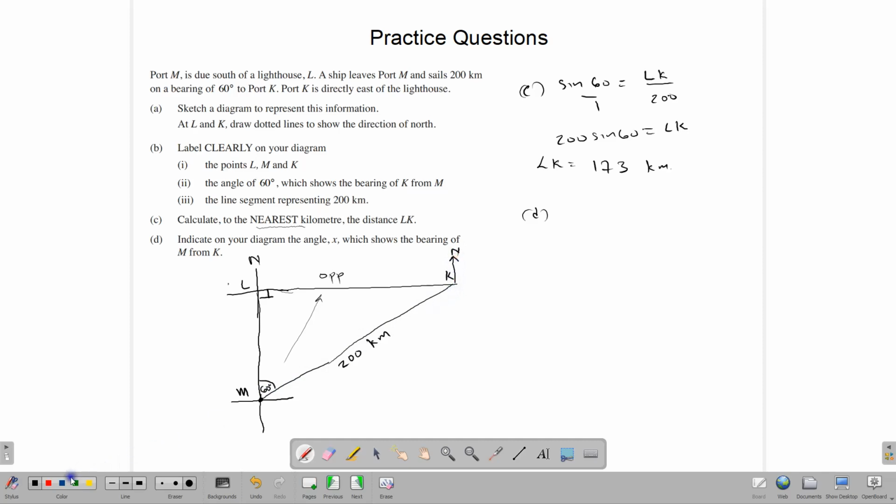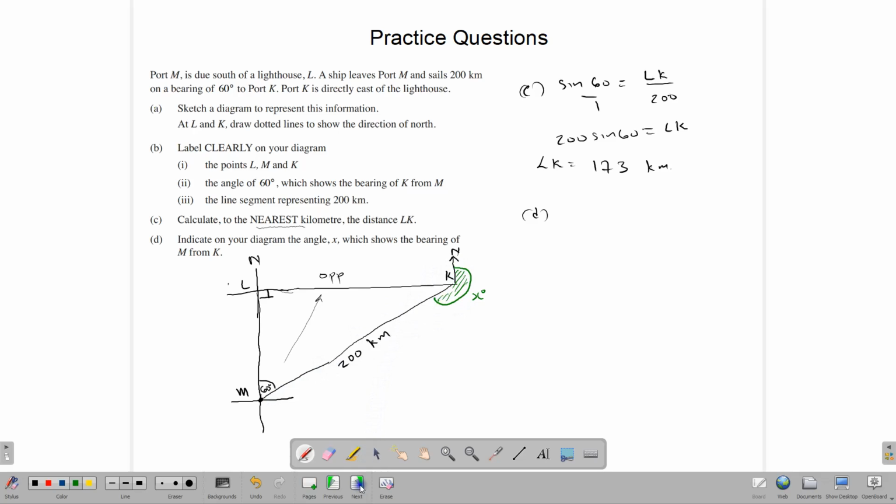So we need to set up a north line here so we can measure the bearing. And because we want to measure that bearing, we need to draw the line from the north line to that particular line. So this would be the angle that would take us to the point M in case we wanted to sail there. So this is our X that we need. So indicate on your diagram X, which shows the bearing of M measured from K. Notice the question didn't ask us to calculate it. It simply says just show. And this is the angle that we're talking about that shows the bearing of M measured from K.